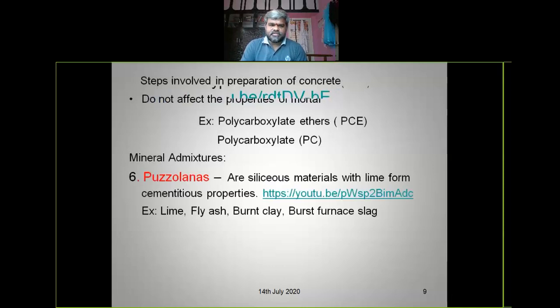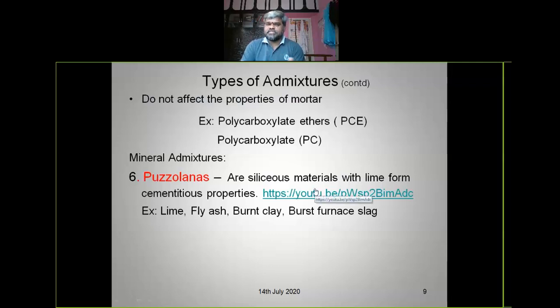And mineral admixtures are pozzolanic or siliceous or more cementitious material added to the concrete. These are siliceous materials that with lime form cementitious properties, like fly ash, which we get abundantly from the thermal power plants, burnt clay from the refractory brick kilns, and blast furnace slag, meaning GGBS, granulated blast furnace slag, which comes from steel industries. So let us see what this pozzolanic is. This video we will see.